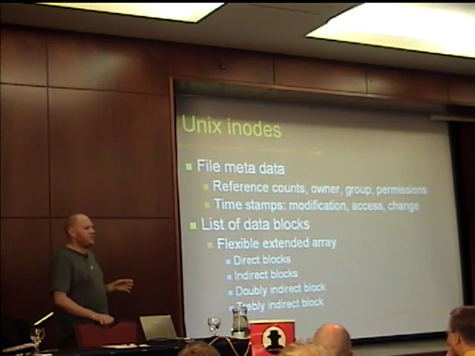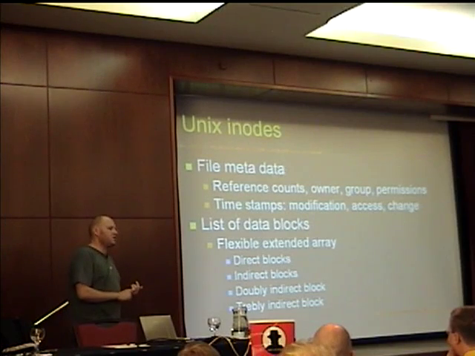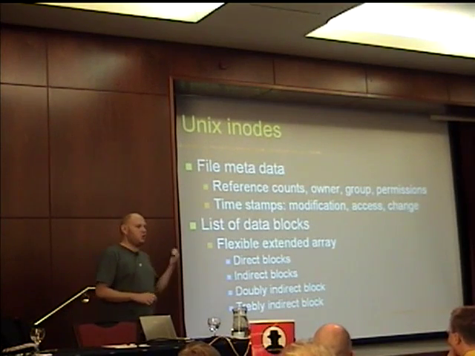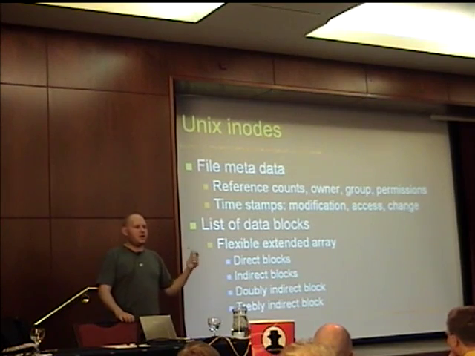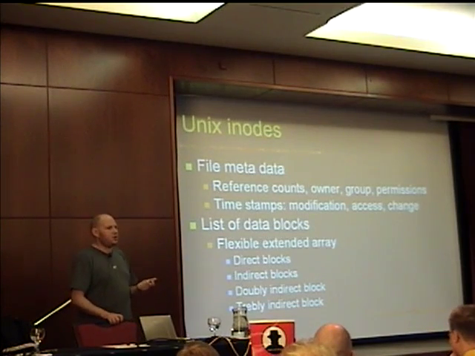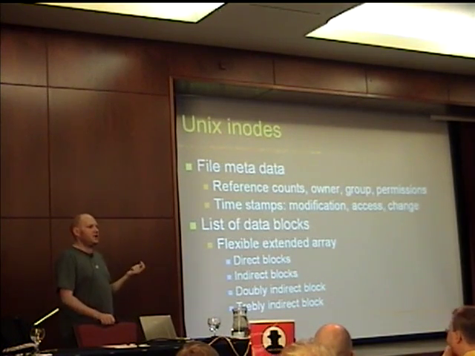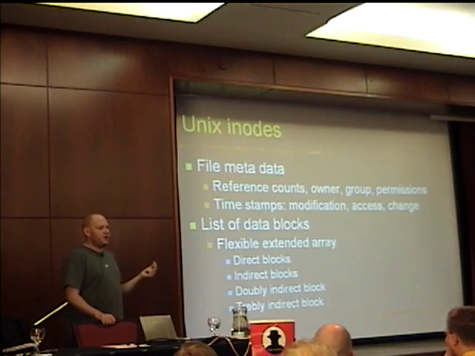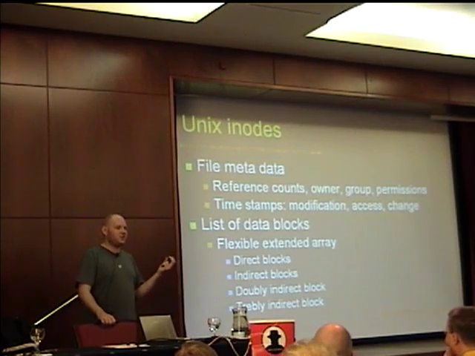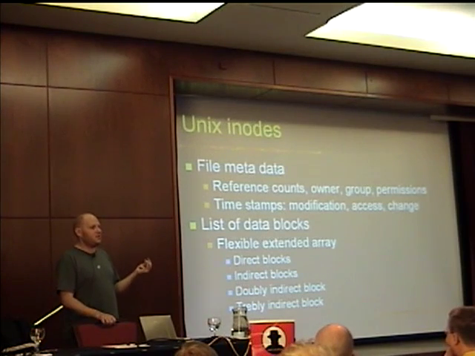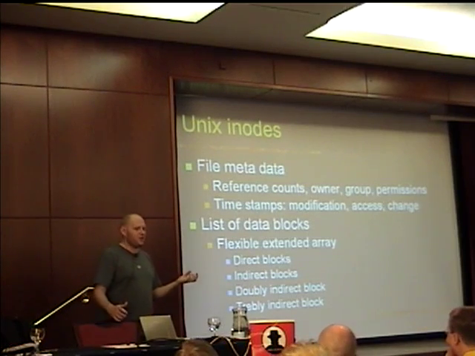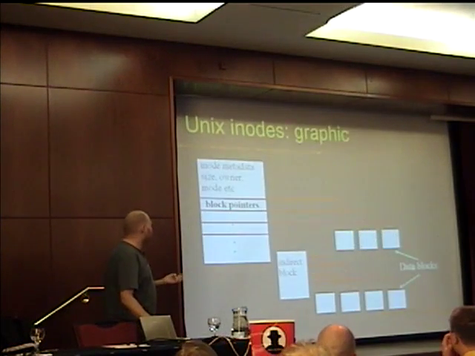There's several types of data blocks, right? We've got direct blocks, which are blocks whose numbers are stored in the inode that actually contain data. So a direct block actually contains data. An indirect block contains a list of direct blocks. A doubly indirect block contains a list of indirect blocks, and a trebly indirect block contains a list of doubly indirect blocks. Got that? Right, we've got a graphic.